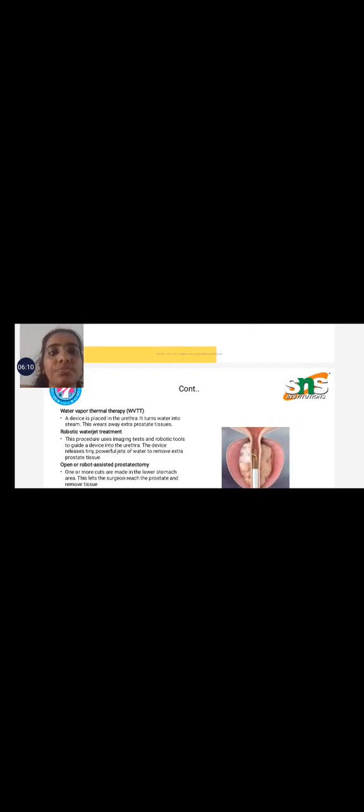Another one is laser therapy. There are two types: one is ablation procedure, another is enucleation procedure. And prostatic urethral lift and embolization. And water vapor thermal therapy, robotic waterjet therapy, open or robotic assisted prostatectomy. These are some of the different types of procedures for benign prostate hyperplasia.